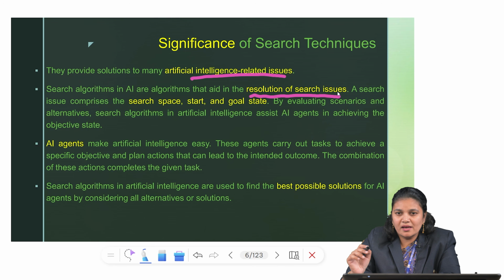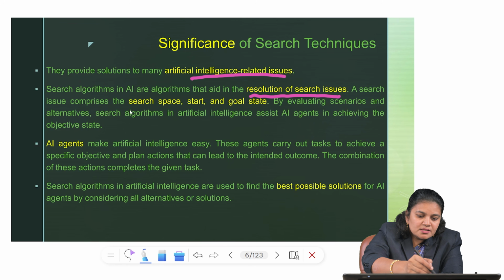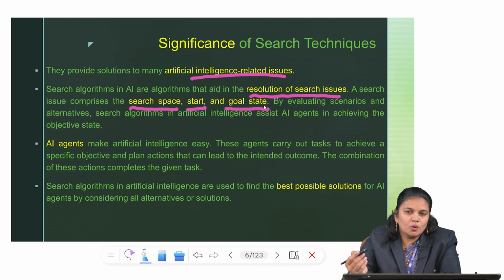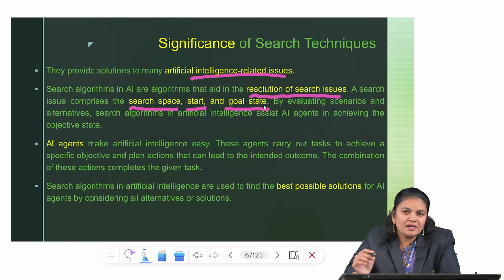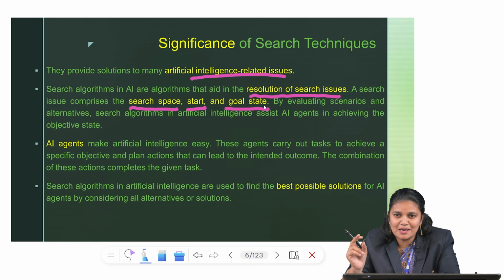When a search is being made, certain things come up, named search space, start state, as well as goal state. When we are trying to solve a problem, initially we will be in some state, which we can call the start state. Our expectation is to reach some solution, and that is our goal state. Moving from the start to the goal, we will go through different paths, and at every step, the algorithms will support us.